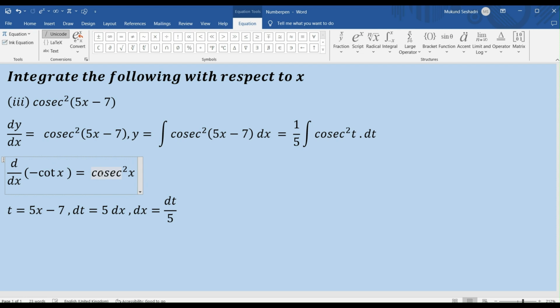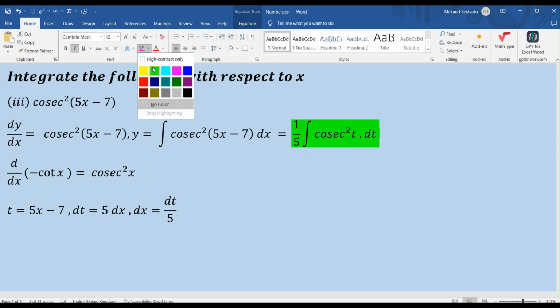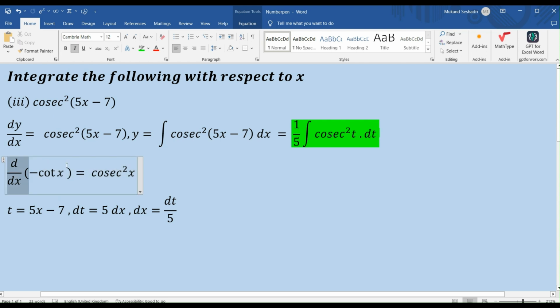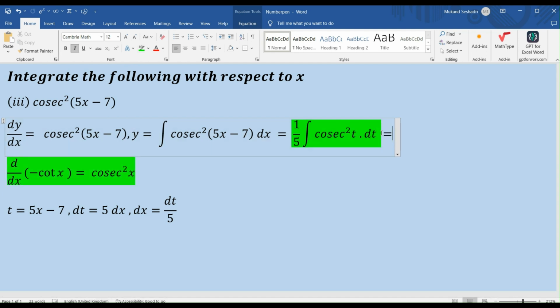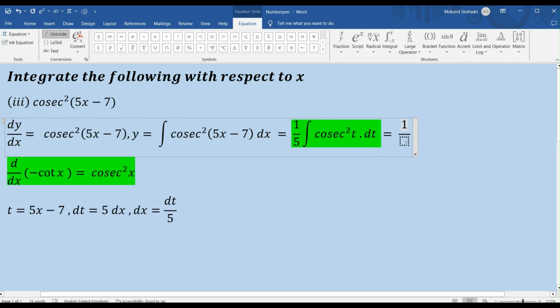And now I'm going to relate this particular first principles derivative with what we have here, right? Let me highlight it in green, right? I'm going to relate these two, which means I have my answer. It's pretty simple and straightforward. I have my 1 by 5 times the integral of cosecant square t dt, which is nothing but minus cot t, right?